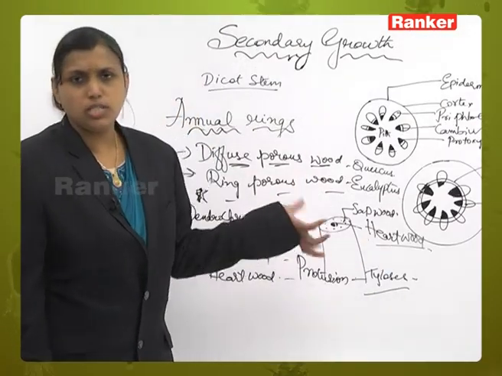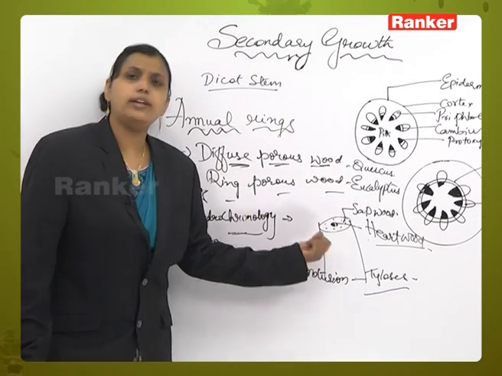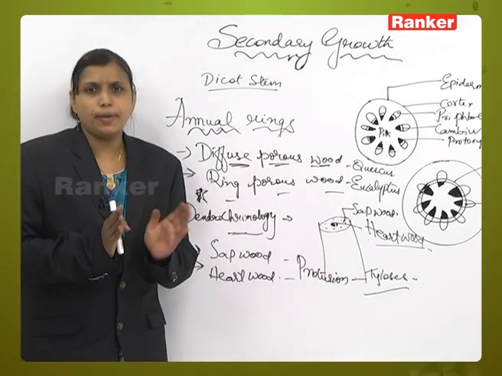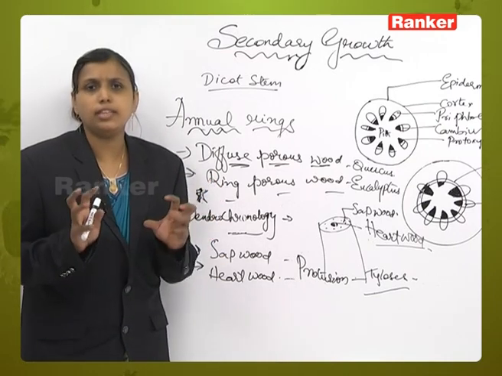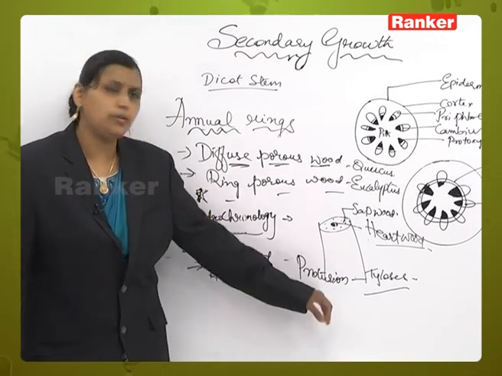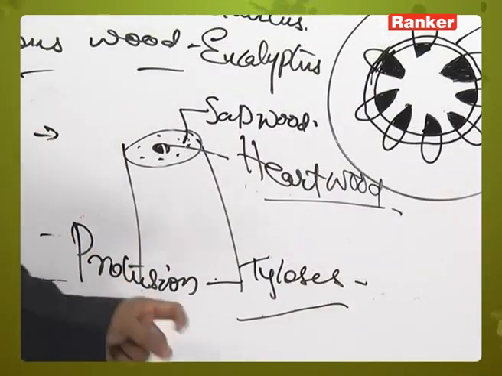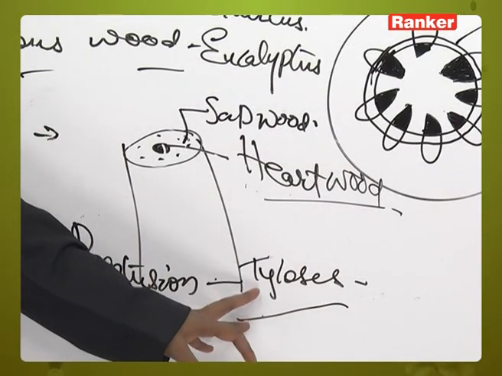Tyloses are the protrusions which are developed in the xylem tissue and which are helpful in the stoppage of the transport of solutions. It is also stopping the fungal mycelial growth in the xylem elements, and it is helpful in increasing the age of the mature wood.